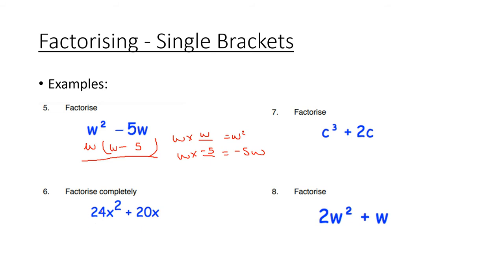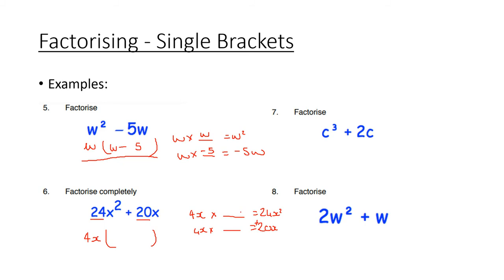Example 6, we've got 24x squared plus 20x. Here we've got two things that are common. We can take out a digit that goes into 24 and 20, which is the number 4. But we also have a common factor of x, so we can take out x as well. Then we have our brackets. 4x times by what gives me 24x squared, and 4x times by what gives me positive 20x?